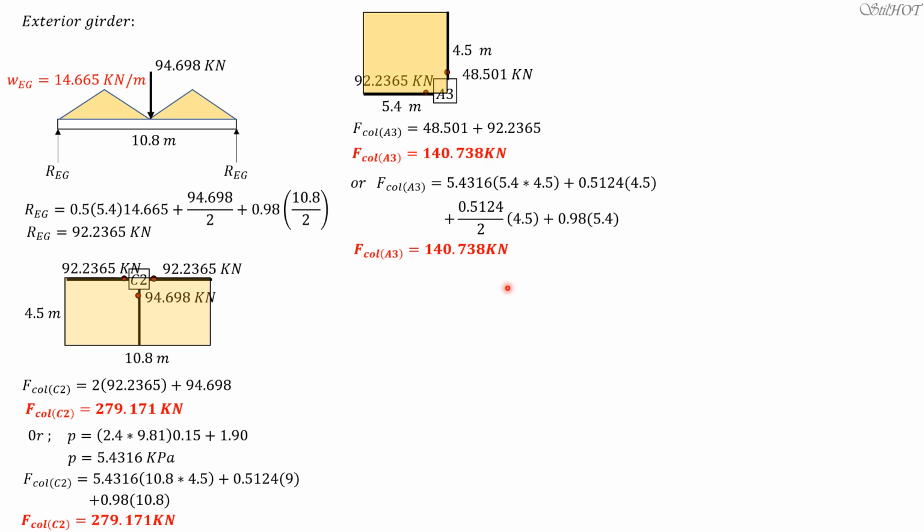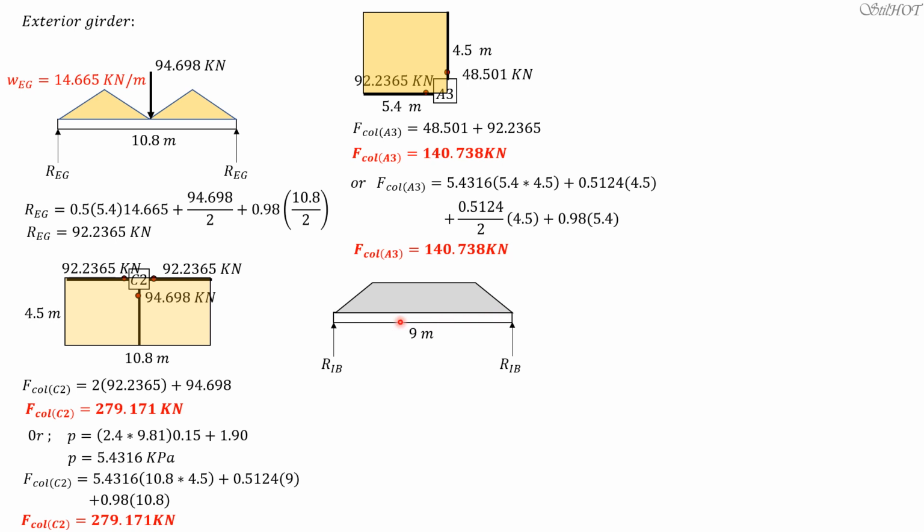So next is the maximum moment. For beams, we can use the suggested formula. We can also compute the moment of the beam based on the actual loading, and we can check it using the formula. But for the girder, because of the complicated loading, we have two triangles, we will not use the equivalent load formula.